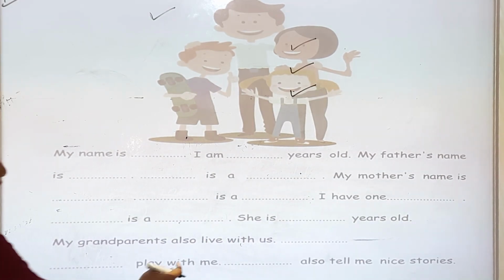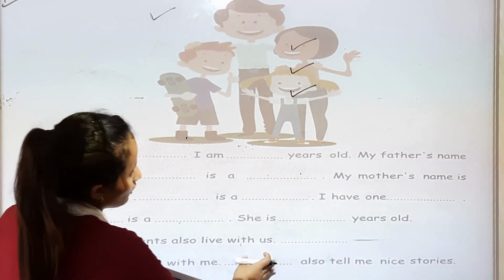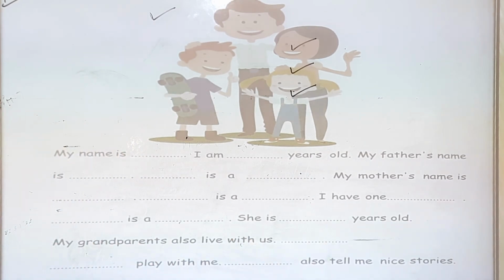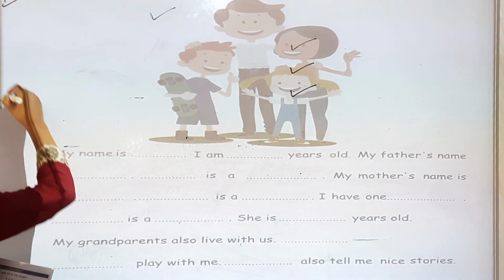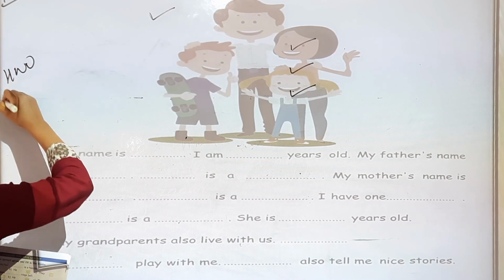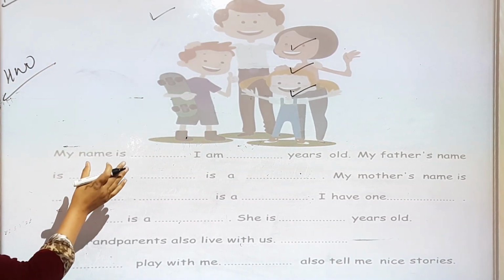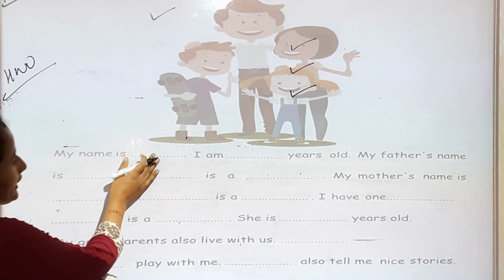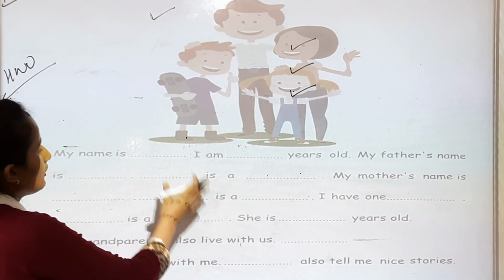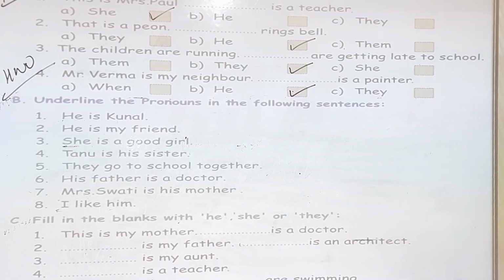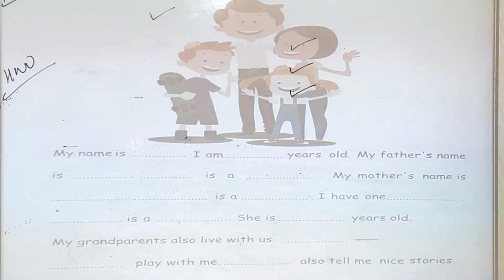So they also tell me a nice story. So you can fill this up, okay? You can write your father's name and your mother's name, and write your name, write your age. So this is your homework. Exercise A, exercise B, C and D. So we have finished the chapter, chapter 14.